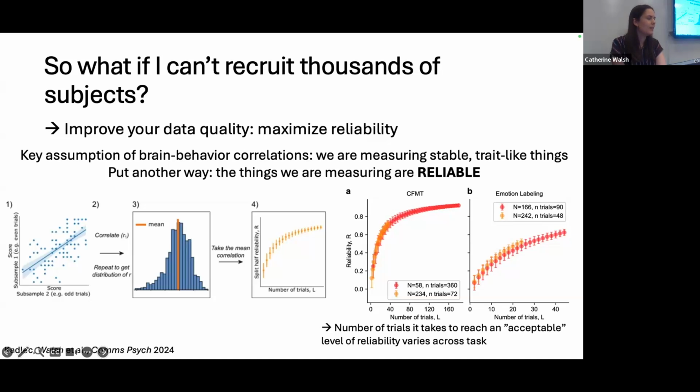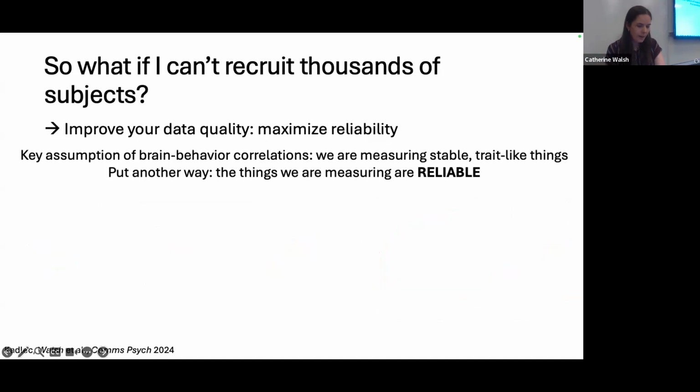And importantly, that doesn't always correlate to the number of trials that are included in a single form of a given task. So if you take a standardized task, that's not always the number of trials it takes to be reliable. Okay, so what? Some tasks are less reliable than others. What does that mean for what I'm trying to do?